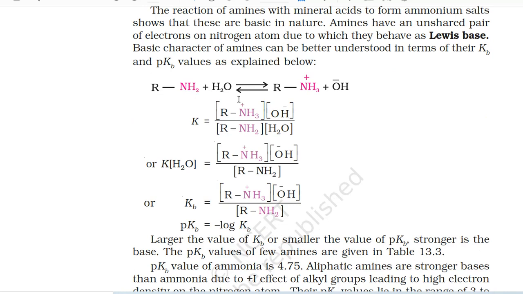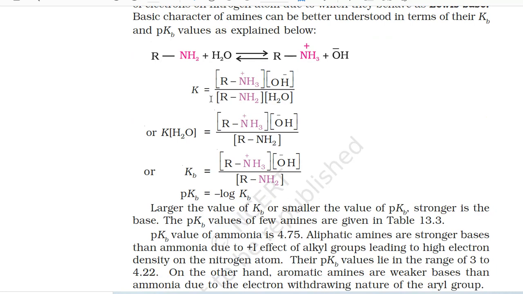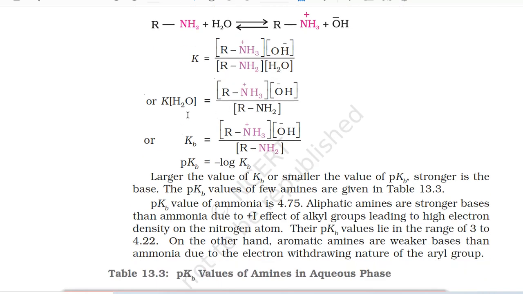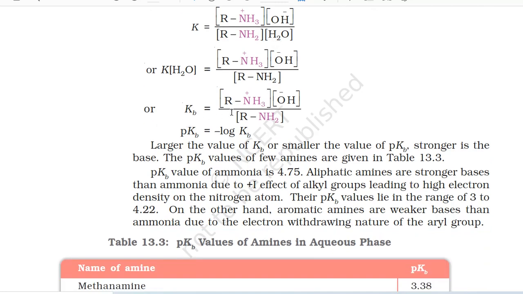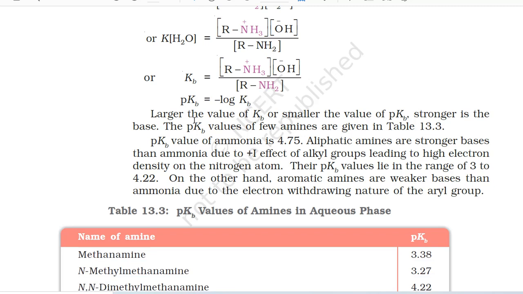RNH2 plus H2O will form RNH3+ plus OH−. K equals [RNH3+][OH−] upon [RNH2][H2O], or K[H2O] equals [RNH3+][OH−] upon [RNH2], or Kb equals [RNH3+][OH−] upon [RNH2]. pKb equals minus log Kb. Larger the value of Kb or smaller the value of pKb, stronger is the base.